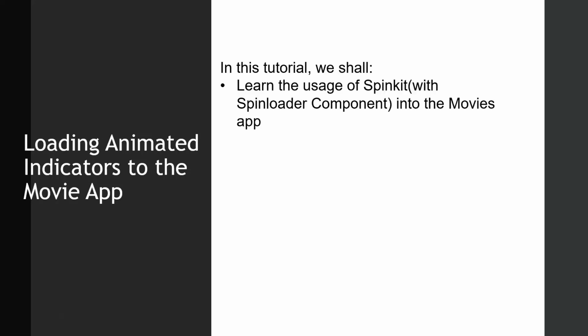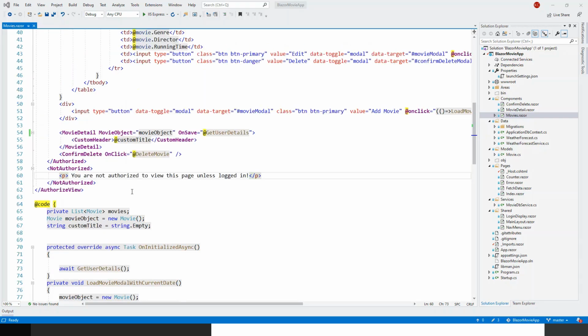Welcome all. In this tutorial, we shall learn the usage of SpinKit with the spin loader component. The SpinKit that we downloaded from the NuGet package and installed and configured in the last lecture, we'll take one step further and integrate with our movie app. So let's flip over to Visual Studio. I opened the movies.razor where we'll make all the changes to integrate it with code.